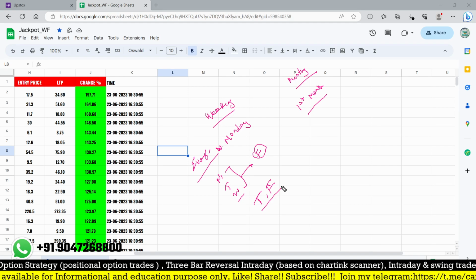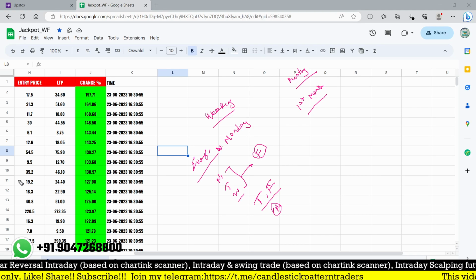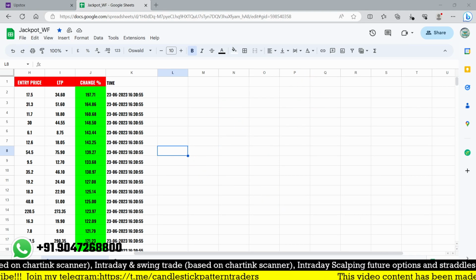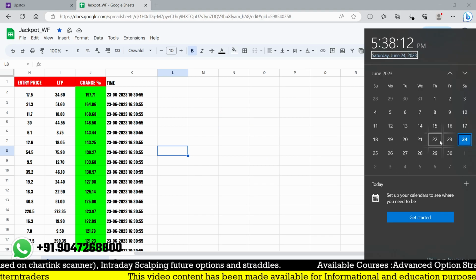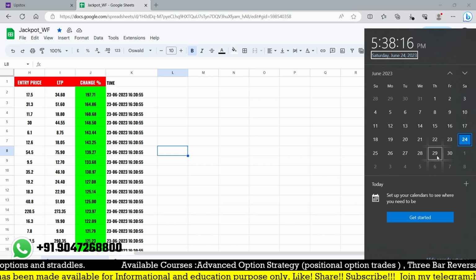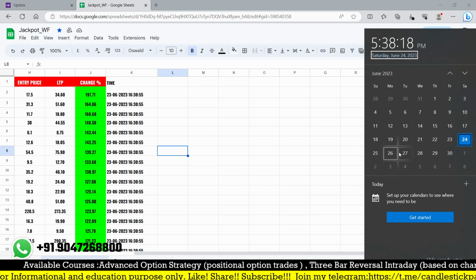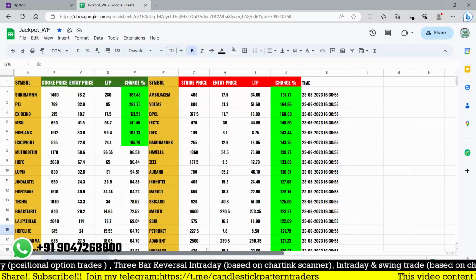Likewise, whatever data you are seeing right now is last week's data, that is 19th to 23rd, I think. Yes, 19th to 23rd. Now the sheet is going to be updated for 26th to 30th, or 26th to 29th, up to Friday the 30th.